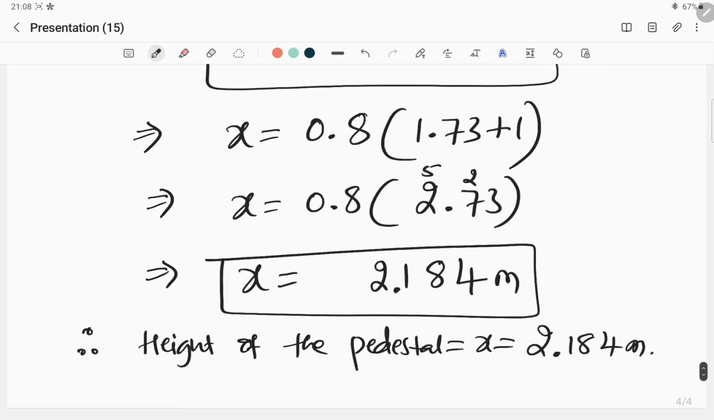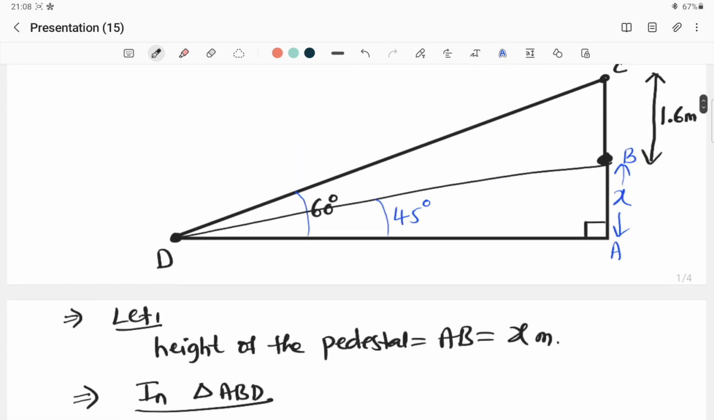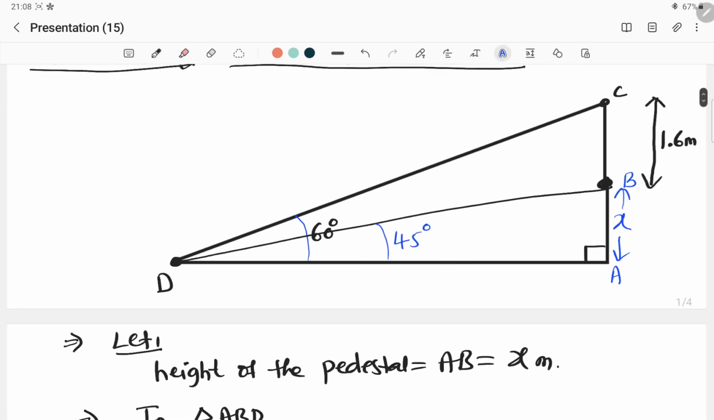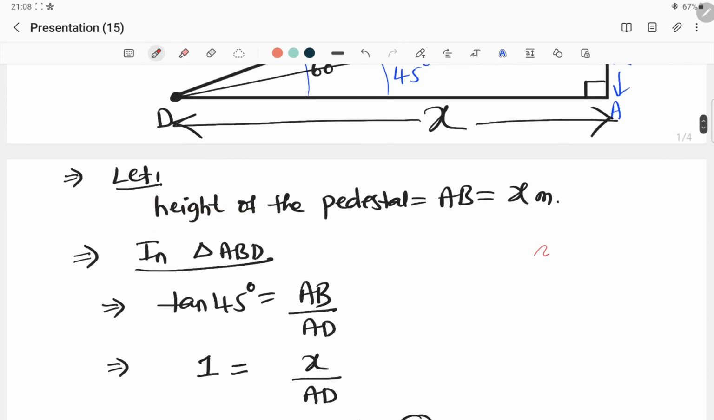All right, I hope the concept is quite clear. The question was quite simple. The only hint was that you have to apply this tan 45, and you have to get this ED as x. When we get this ED as x, then the other things will follow. All right, I hope you got to know about this problem.